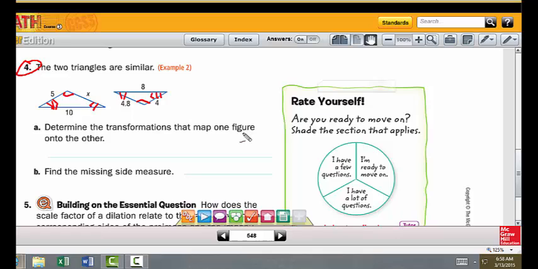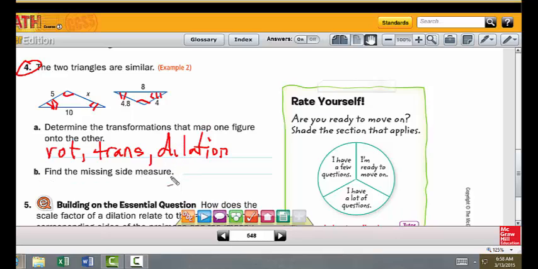So, determine the transformations that map one figure onto the other. Well, one of the first things you have to do is you need to rotate it. So we would do a rotation. It's not going to line up perfectly, so we would also have to do a translation. Sorry about the abbreviations here, but it's quicker. And then lastly, of course, they're not quite the same size, so we're going to do a dilation as well. So there's the first part of your answer.